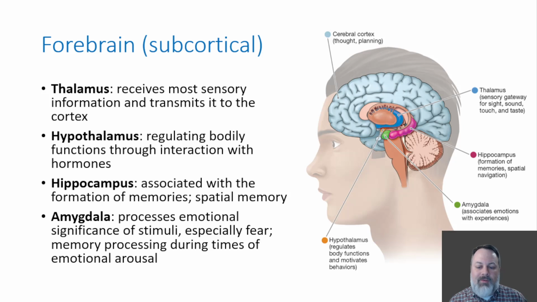Another important structure is the amygdala. The amygdala processes emotional significance of stimuli, especially fear. It also has a role of enhancing memories when we have periods of extreme emotional arousal. So sometimes people can remember large amounts of details about something that was a particularly scary or otherwise emotional experience, and the amygdala plays a role in that.